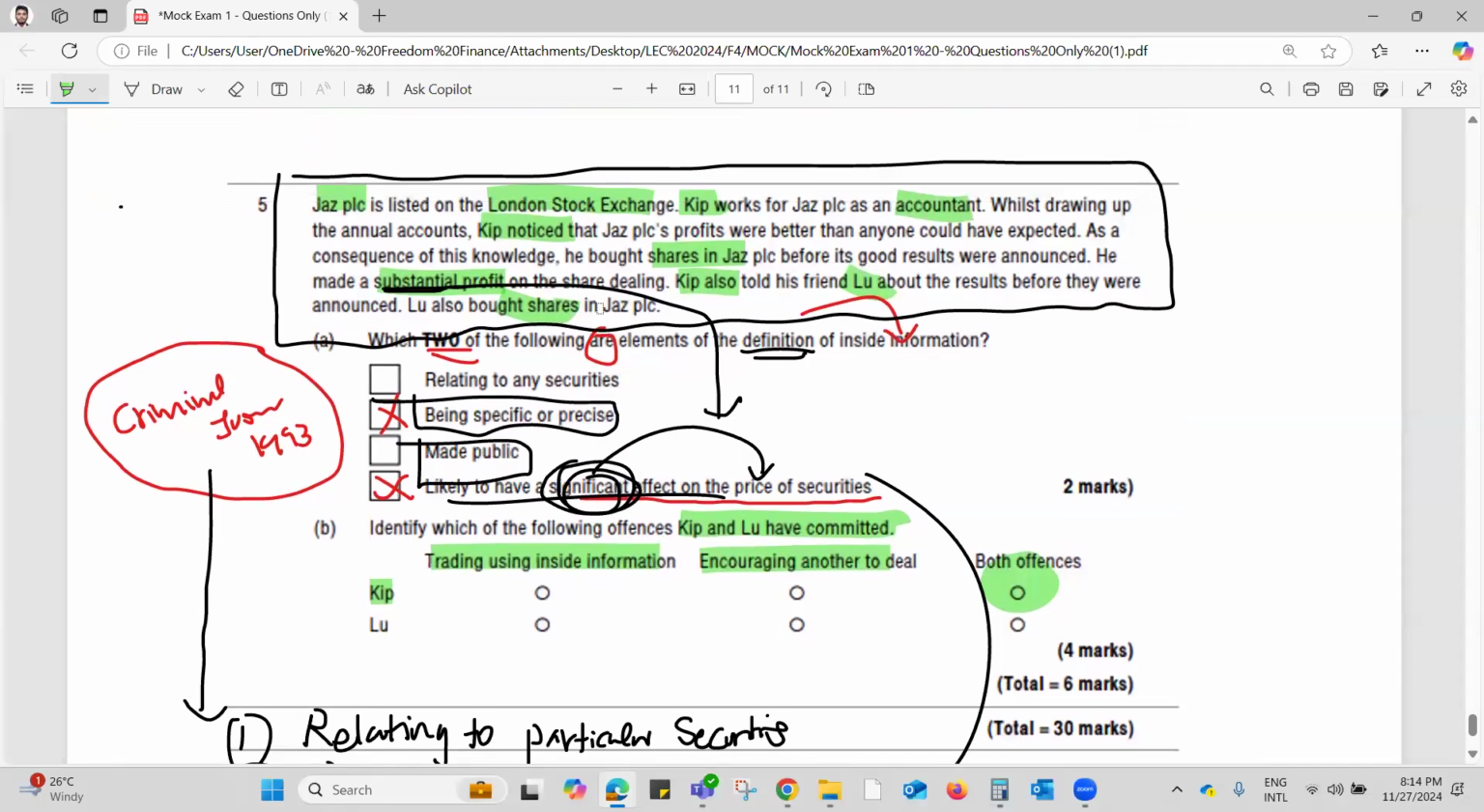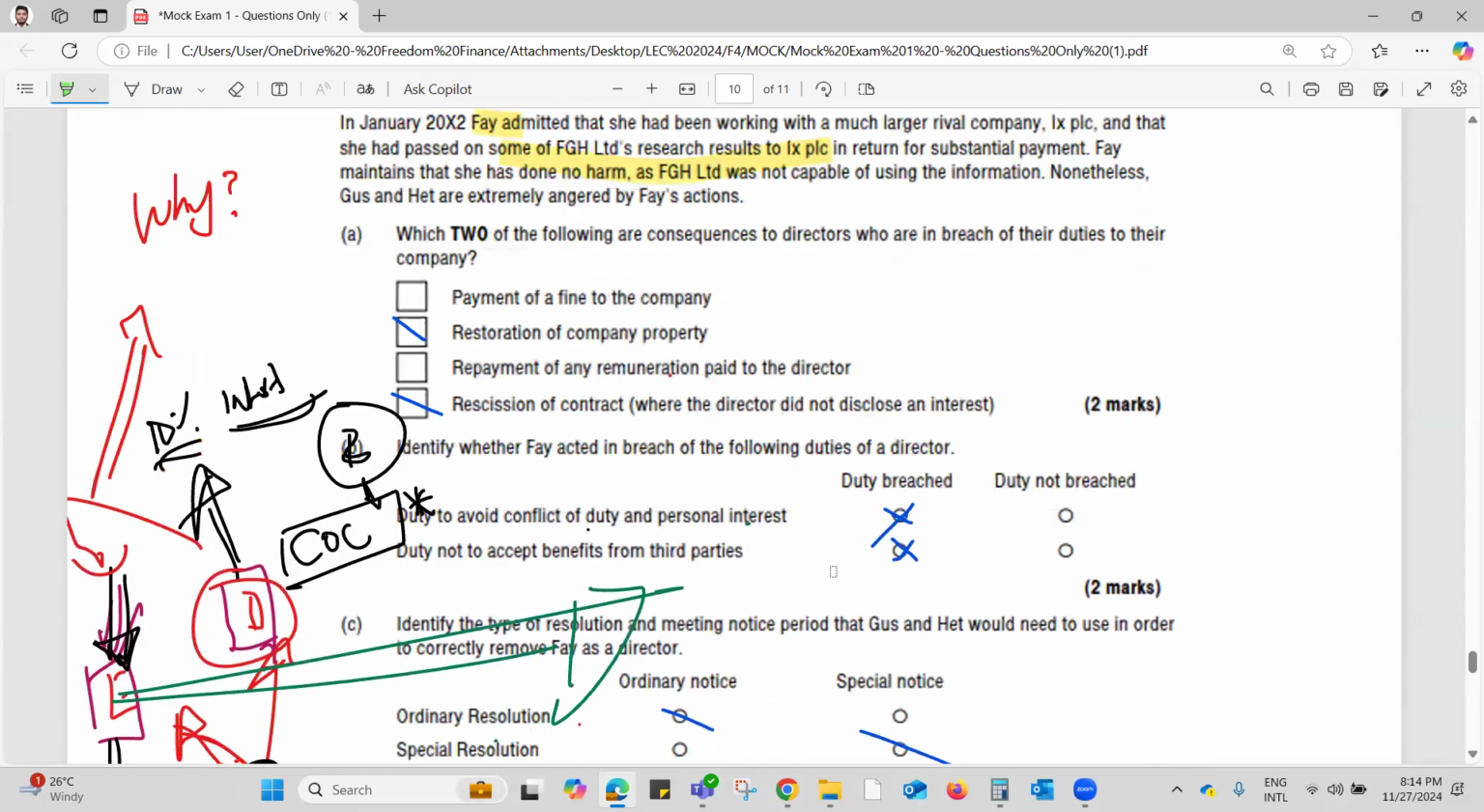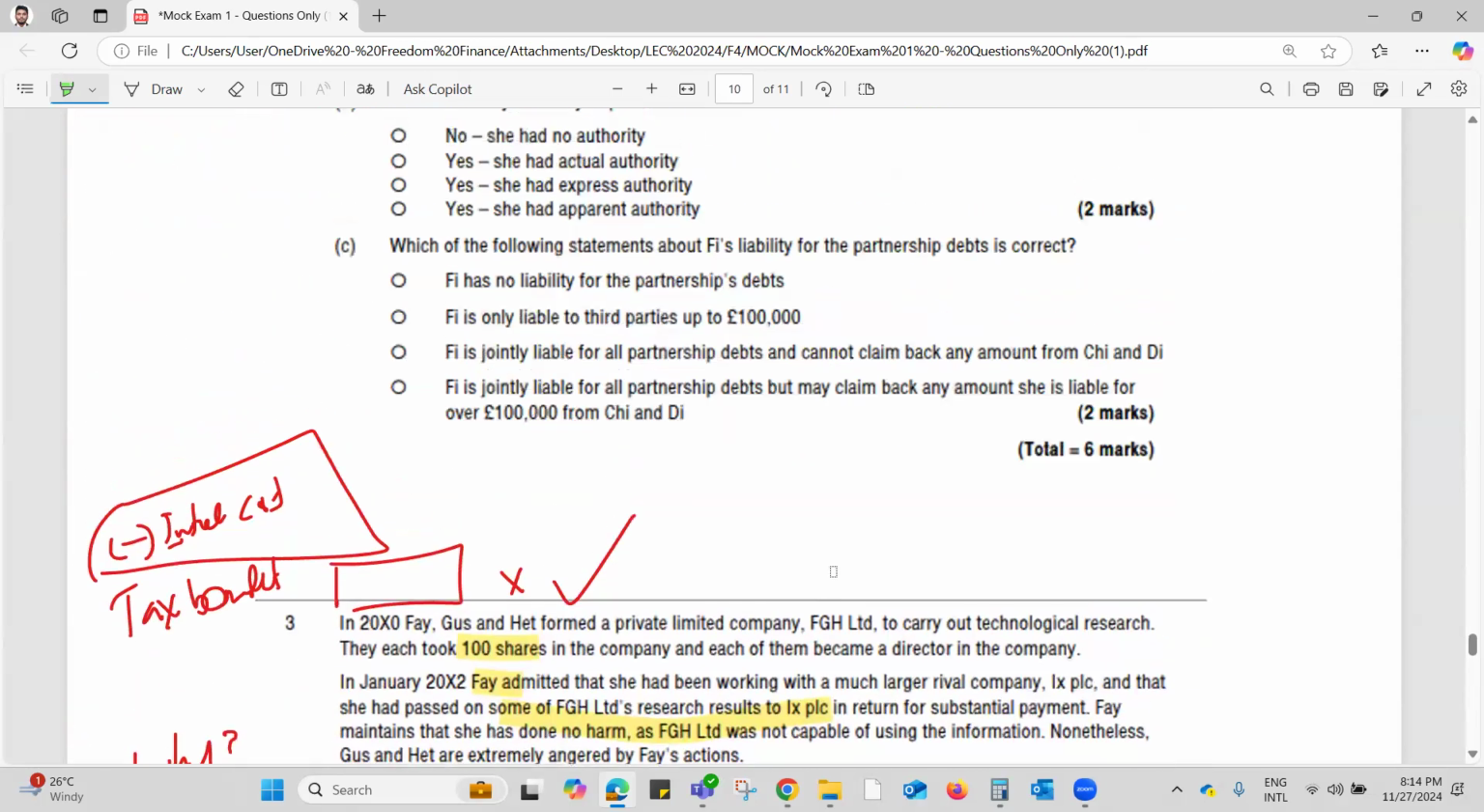He has bought the shares. So he is just using the inside information, so he is committing only this part of the negligence. Okay, so this is a bit about our discussions for the day.